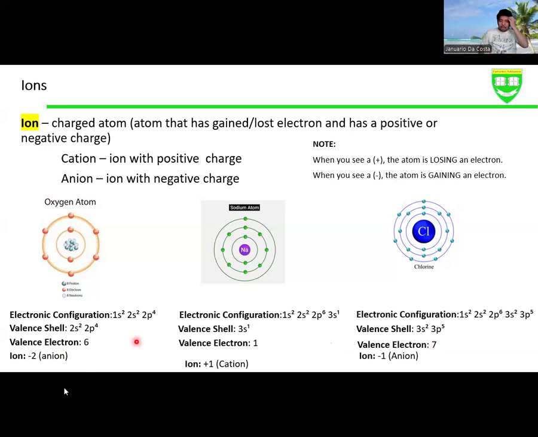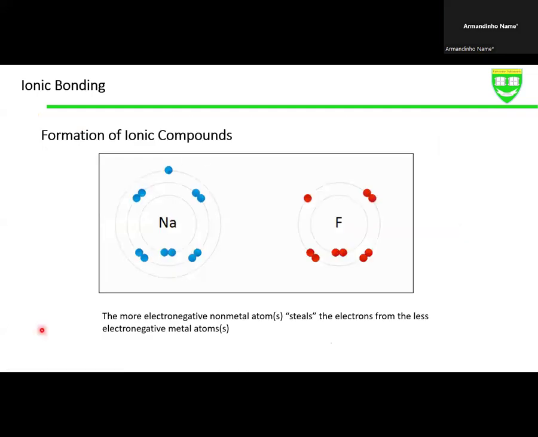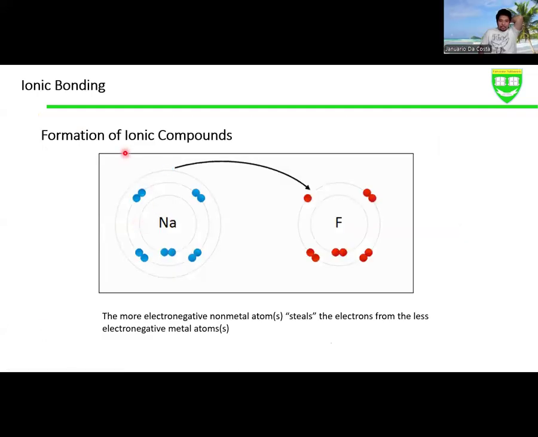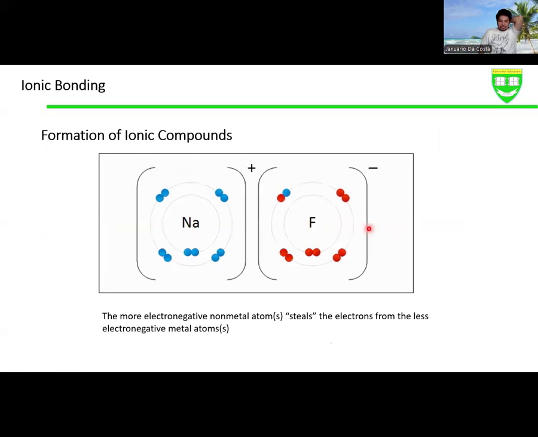Awesome. So now let's study ionic bonding. Basically, ionic bonding is the bonding between a metal and a non-metal, right? So if you look at, for example, the sodium atom and a fluorine atom, sodium has positive 1.